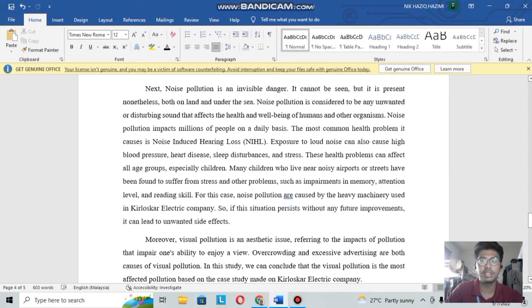In this case, noise pollution is caused by the heavy machinery used in Kirloskar Electric Company. So if the situation persists without any future improvements, it can lead to many unwanted side effects.